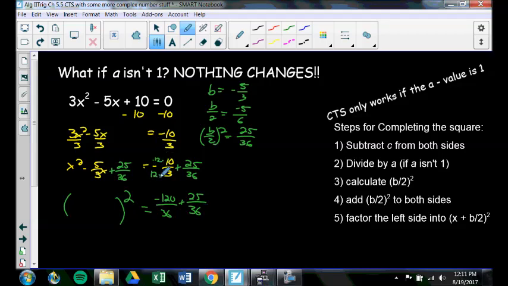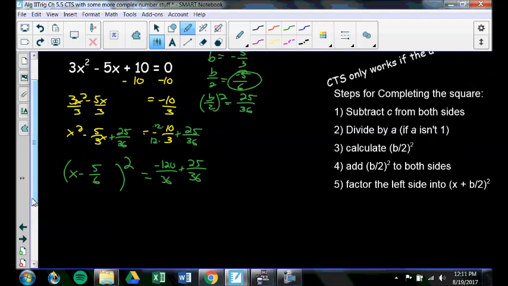Times 12, times 12. This is going to be whatever b over 2 was. So x minus 5/6 squared. This one also ends up having no solutions. I can live with that, you know. It's all right. I'm going to square root this, square root this.